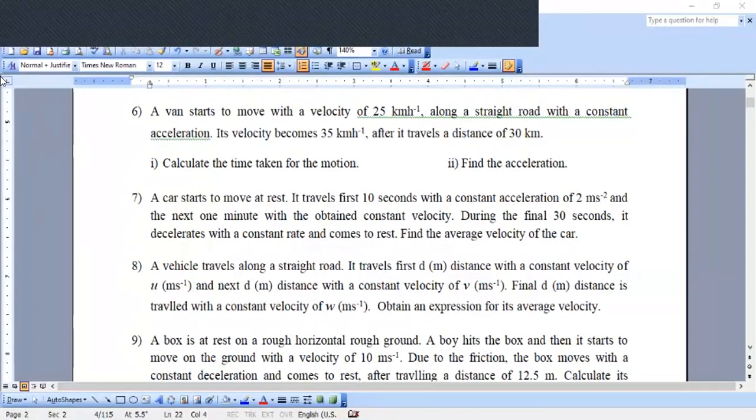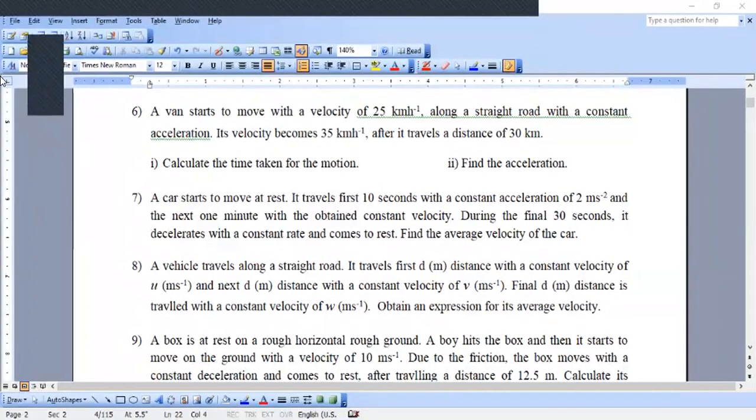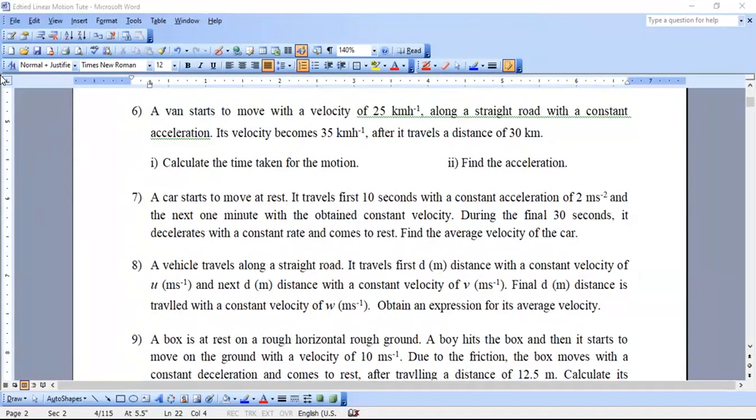A car starts to move at rest. It travels first 10 seconds with a constant acceleration of 2 meters per second squared, and the next 1 minute with the obtained constant velocity. During the final 30 seconds, it decelerates with a constant rate and comes to rest. Find the average velocity of the car.